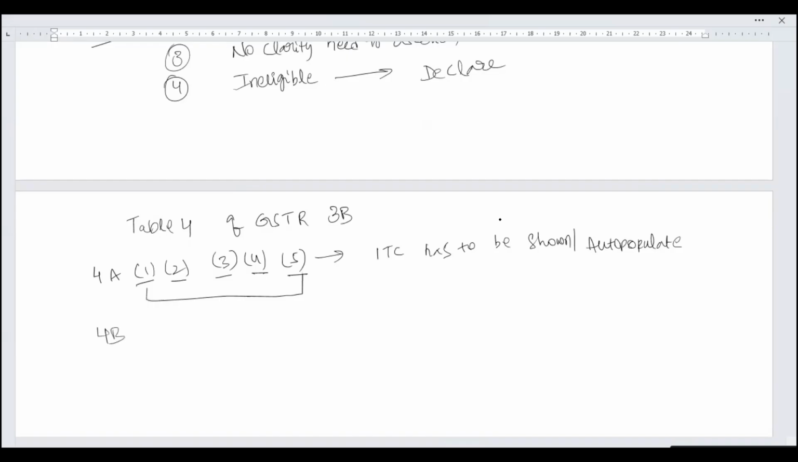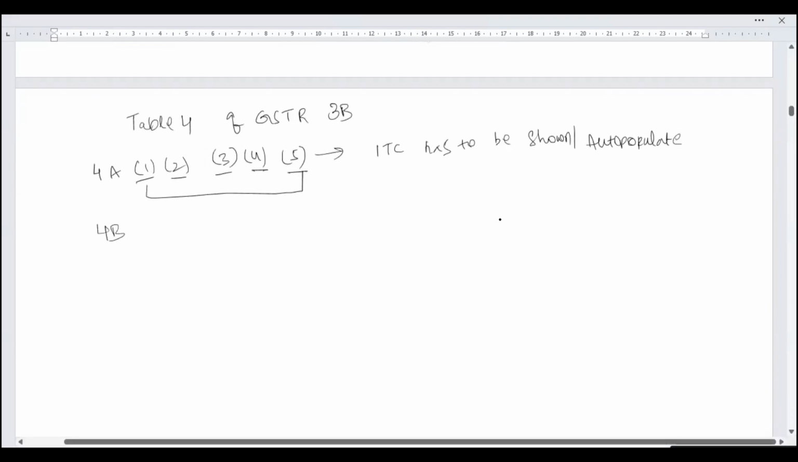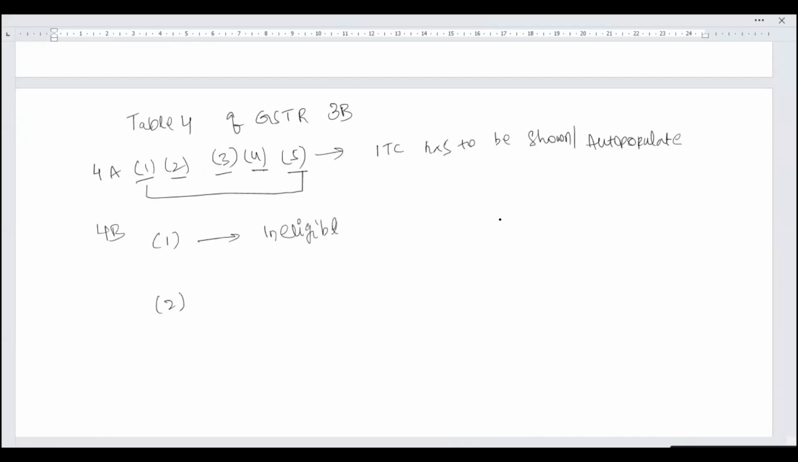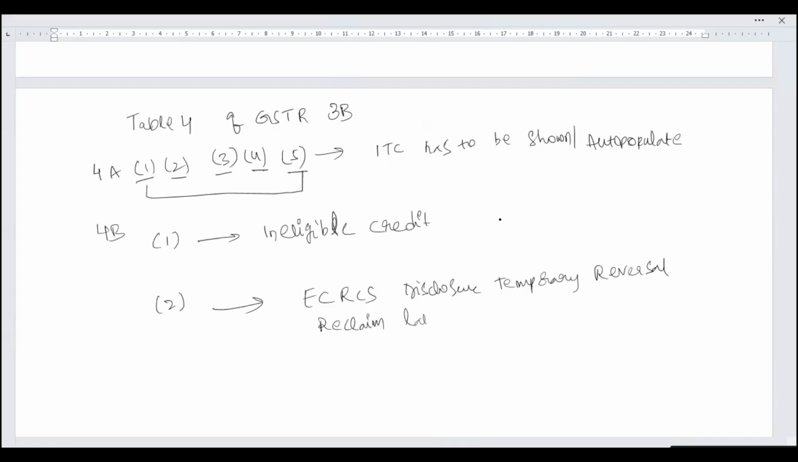4B. Now this is where they have come with detailed clarity. 4B has got table number 1 and table number 2. Table number 1 talks about ineligible credit. Table number 2 talks about your ECRCS disclosure, meaning temporary reversal, to be reclaimed at a later point.